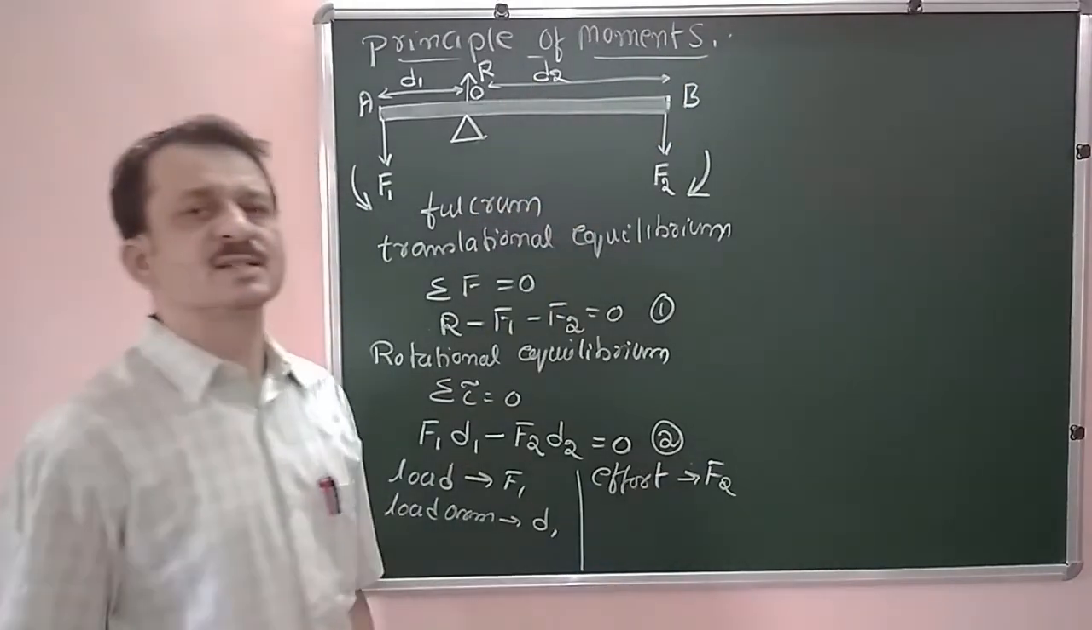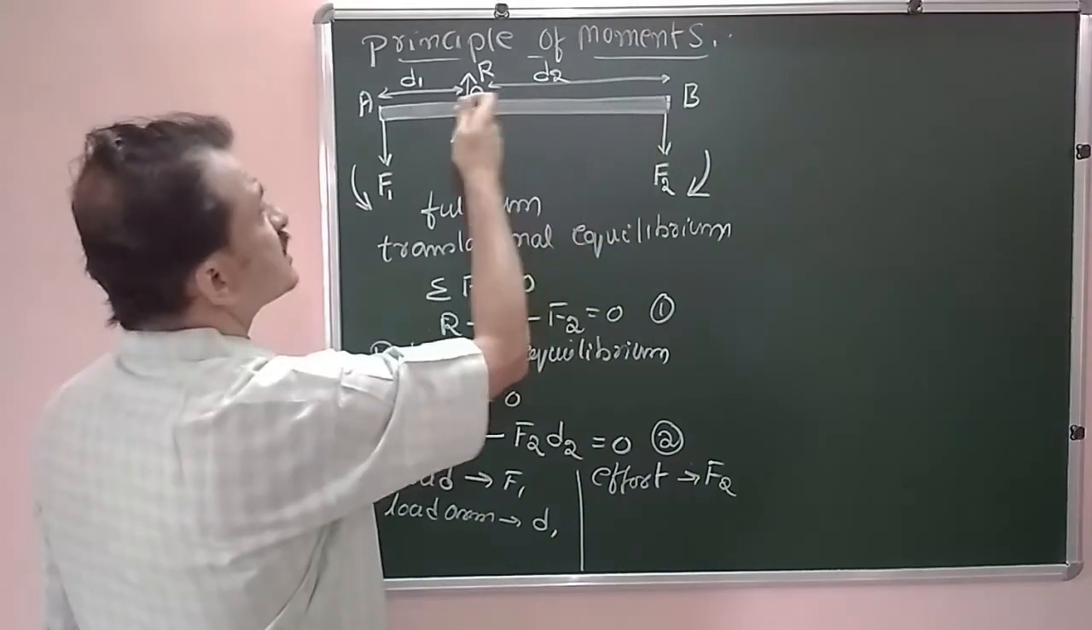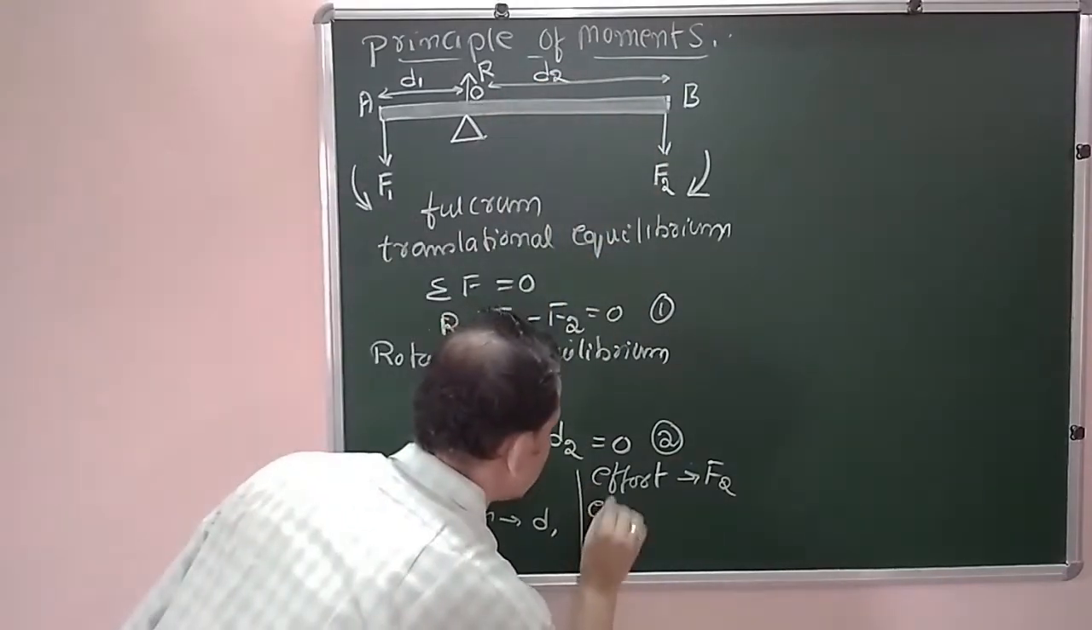Therefore it is called the effort, and the distance d2 is called the effort arm.